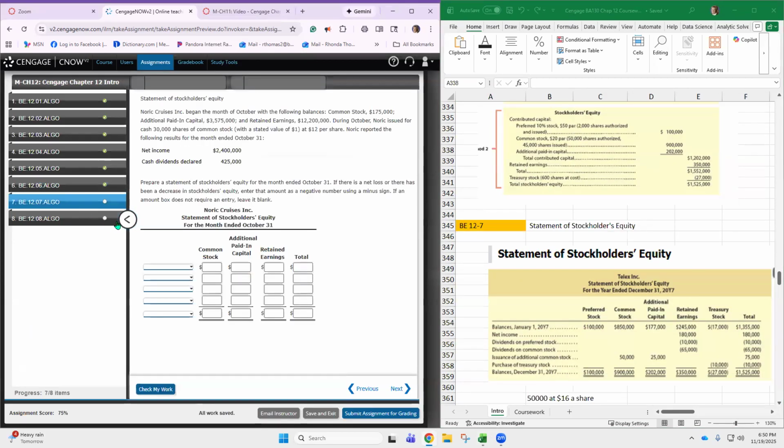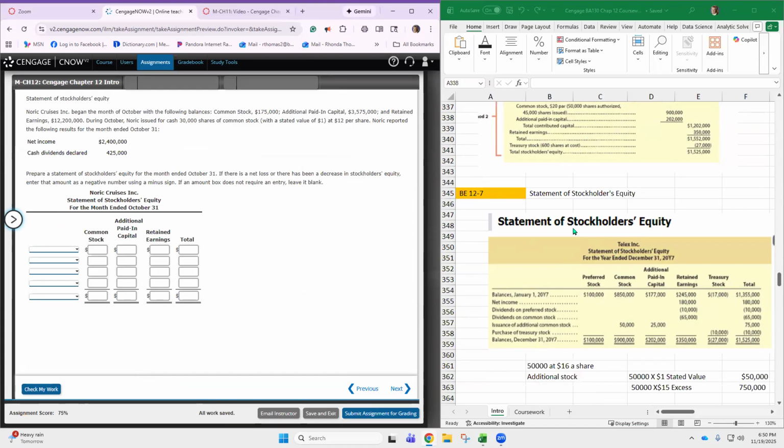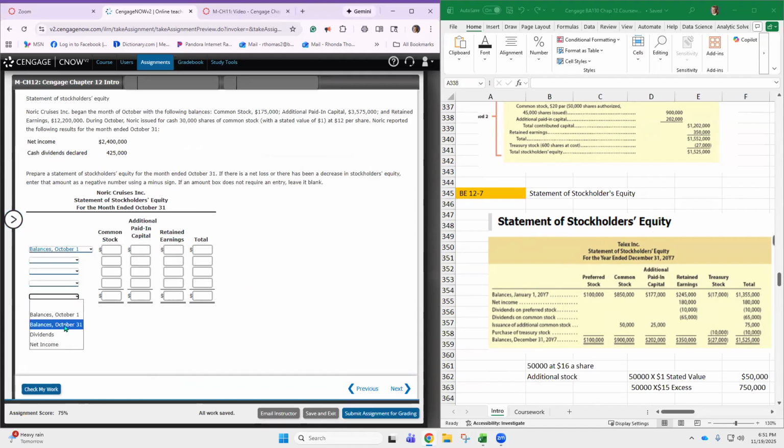Okay, we got two more. We're going to put in some more information now. This is the statement of stockholders' equity. This is how the balance sheet part of stockholders' equity gets reported, but this is the true statement of stockholders' equity. We did some of these when we first started the semester. We're going to start with the balances on October 1st and end with the balances on October 31st. Our example doesn't have preferred, it just has common. This is Nordic Cruises, and they're talking about the month of October.